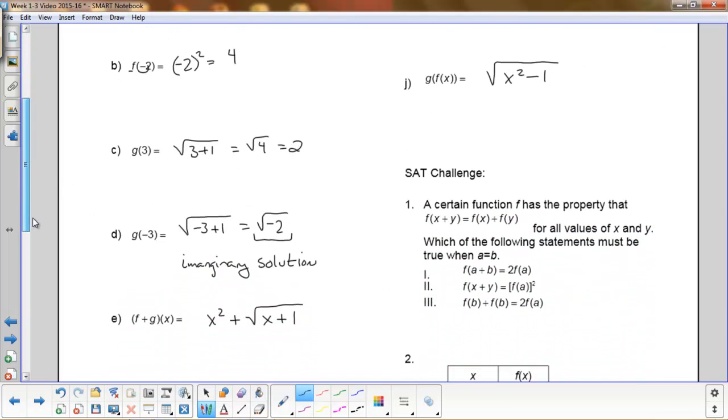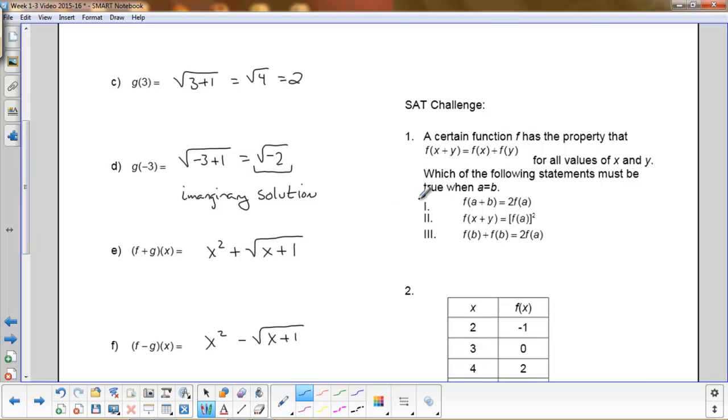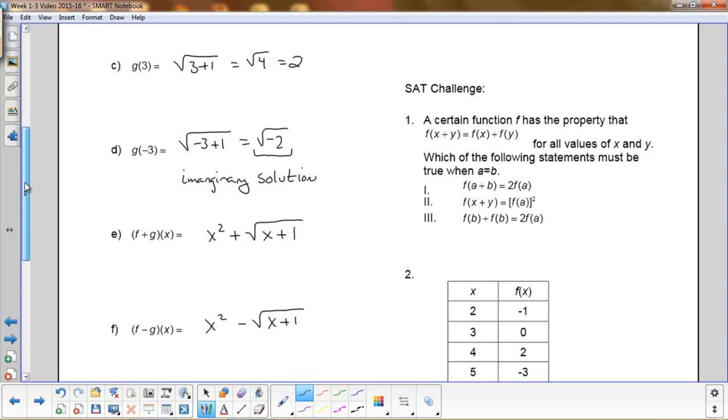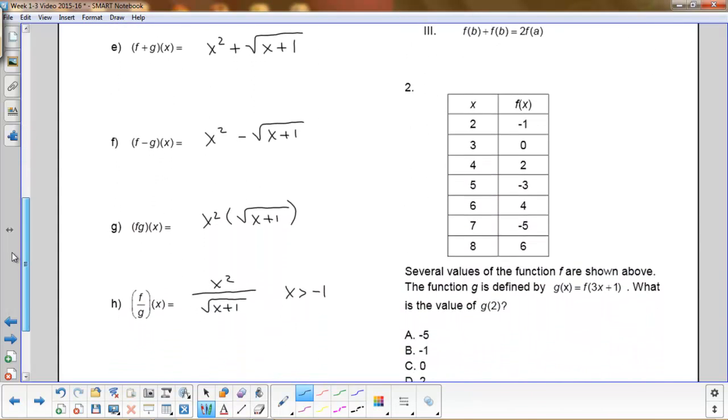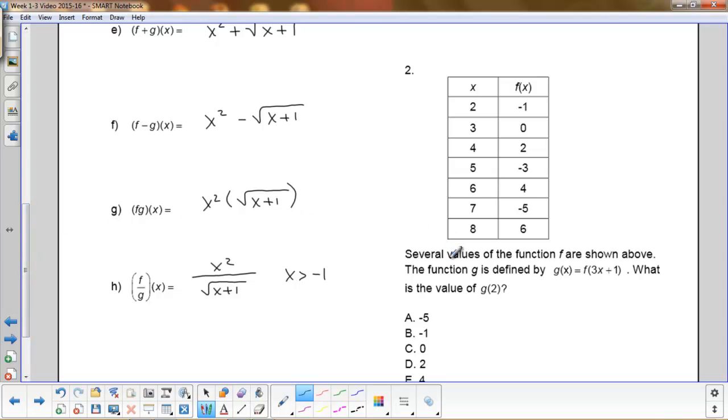Please take a look at these two problems. Work through them based on what you know of compositions of functions, and see if you can get the solution to them both. Tomorrow we'll have a class discussion during our warm-up to determine how you found your answers, what ways you found your solutions, so we can decide on what SAT strategies are being used in these two particular problems.